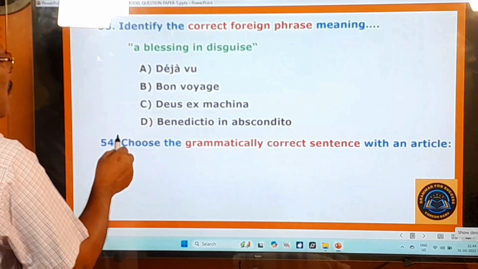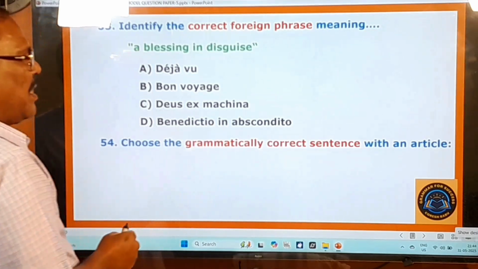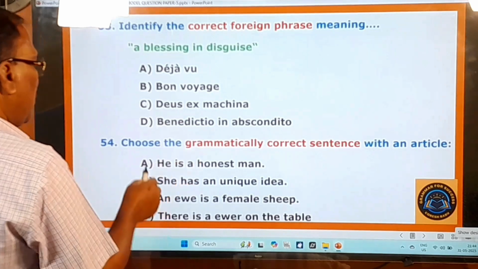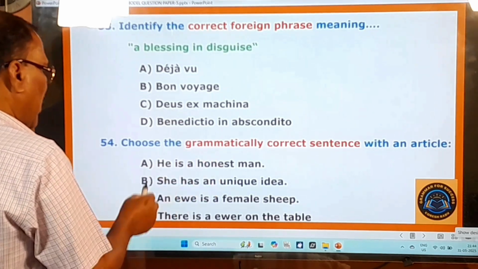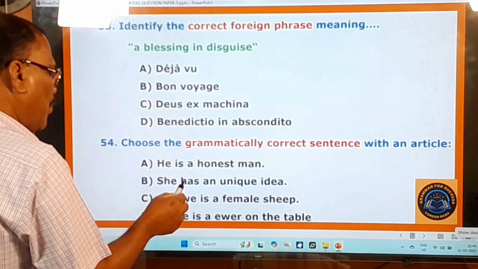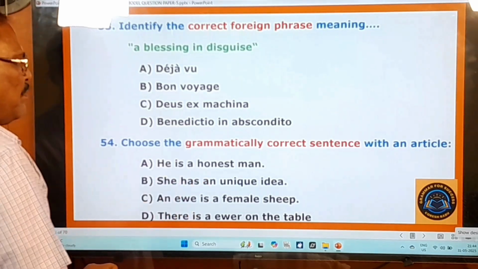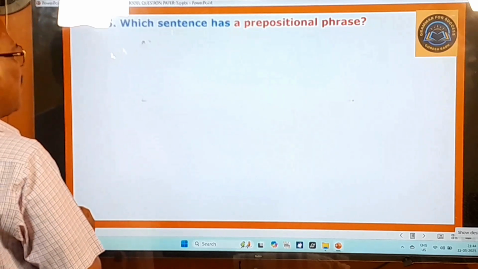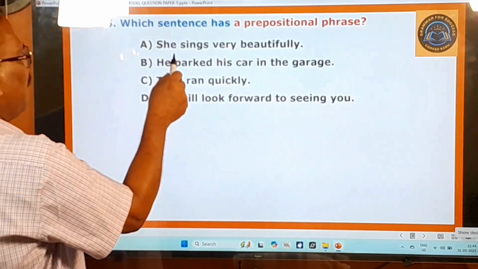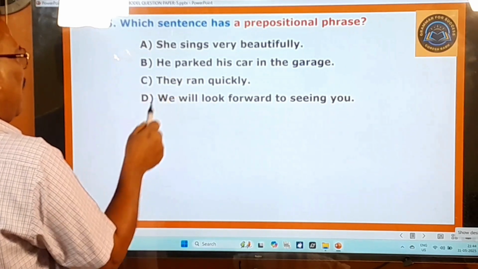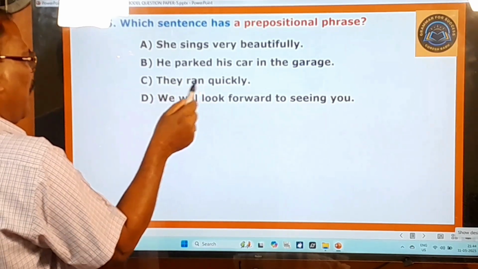54th question. Choose the grammatically correct sentence with an article. He is a honest man. She has an unique idea. An ewe is a female sheep. There is a ewer on the table. 55th question. Which sentence has a prepositional phrase? She sings very beautifully. He parked his car in the garage. They ran quickly. We will look forward to seeing you.